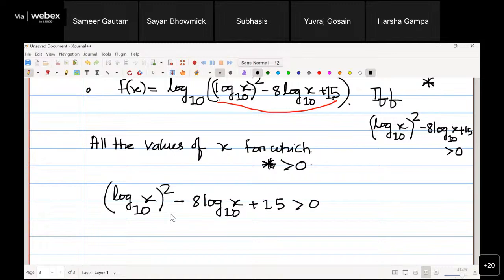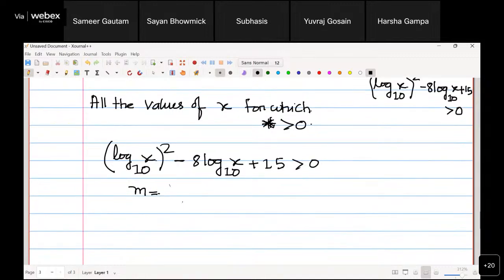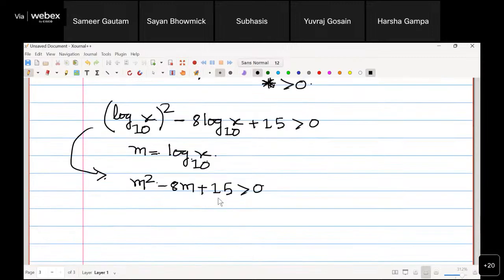So what I'll do now, instead of writing log x base 10 again and again, I'll simply denote this log base 10 x as m. So then I can write this as m square minus 8m plus 15 is greater than 0, right?